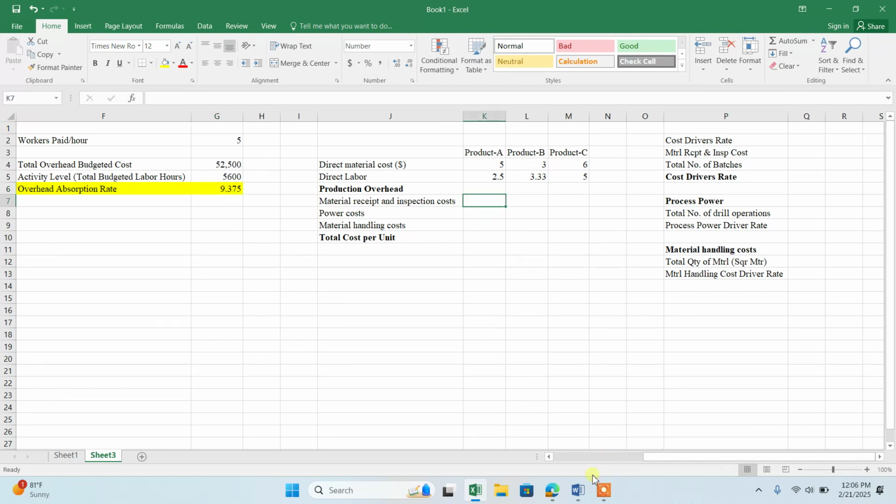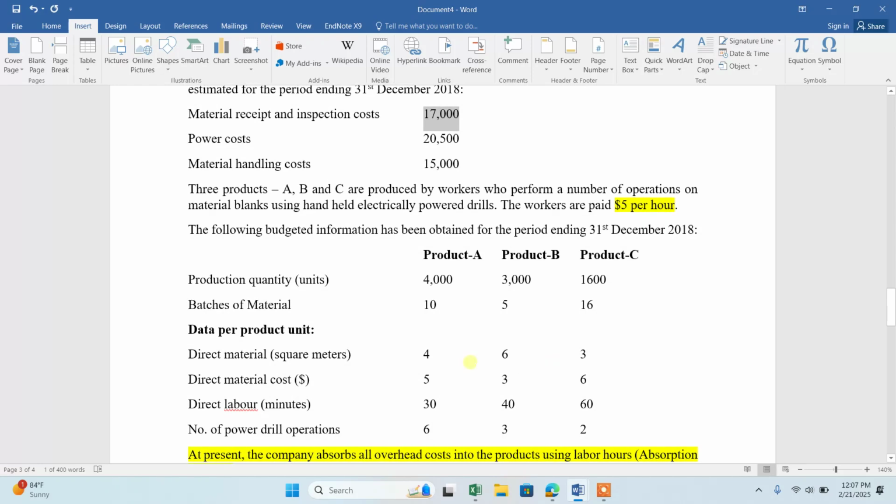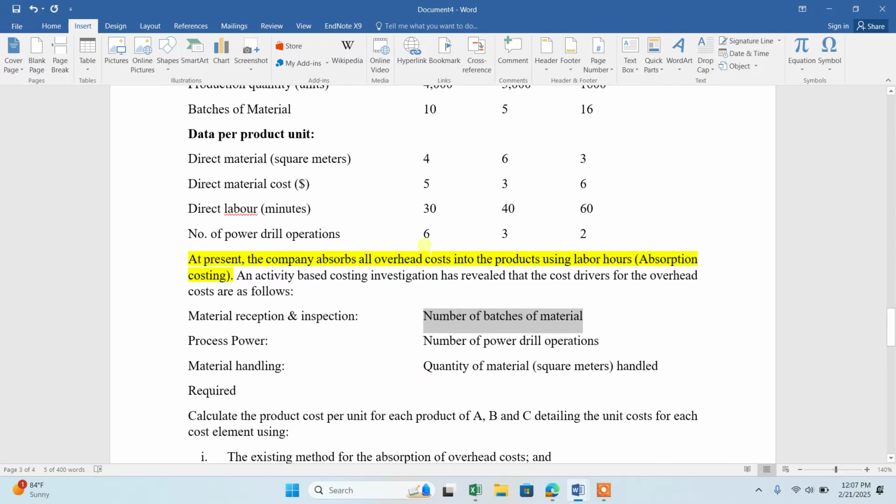Now, my dear, in the question it is given that 17,000 is the material cost. So this is the cost of the total products produced in A, B, and C. So this 17,000 is the material cost of this many units. On the basis of what? On the basis of the number of batches of material.